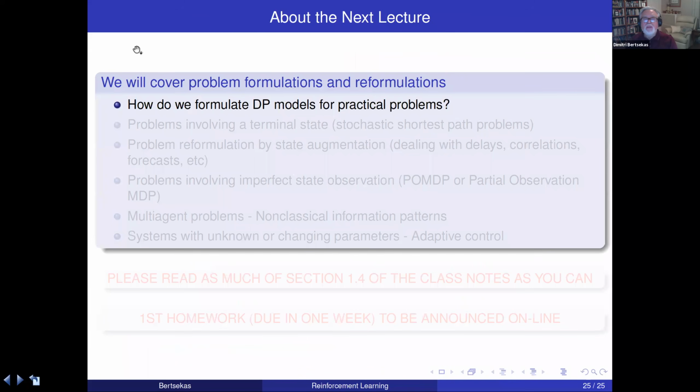Okay, we reached the end of the technical part of this lecture. In the next lecture, we're going to cover problem formulations by dynamic programming. How do we model dynamic programming problems? How do we reformulate problems that don't neatly fit into our framework?